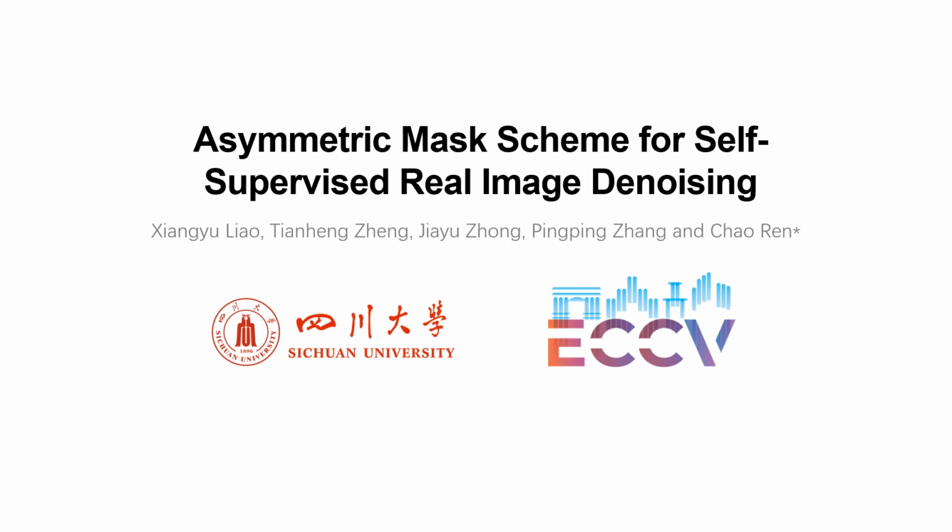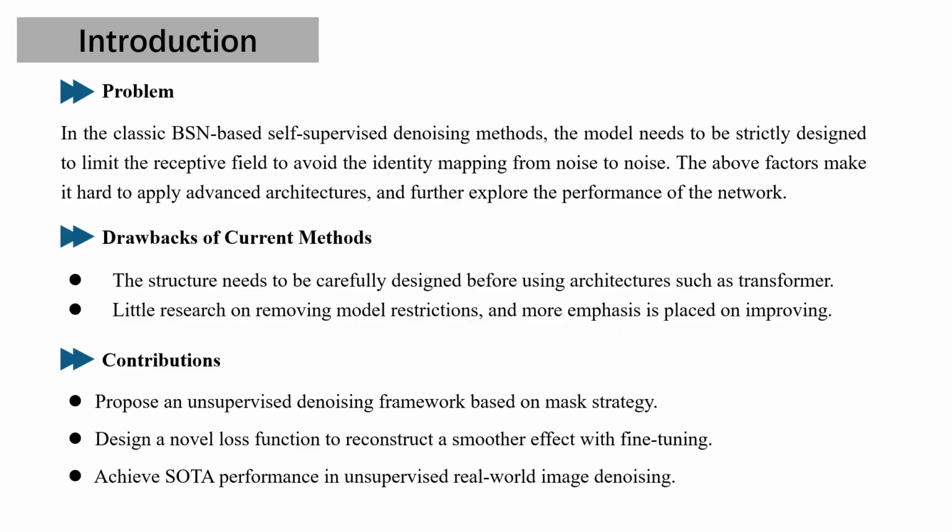I will explain our paper, Asymmetric Mask Scheme for Self-Supervised Real Image Denoising, and elaborate on its principles and contributions. In the field of self-supervised denoising, blind spot networks hold a significant position. However, BSNs have a structural limitation. The receptive field of the network needs to be restricted to avoid the identity mapping from noise to noise.